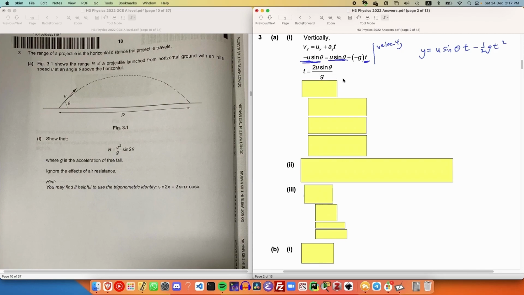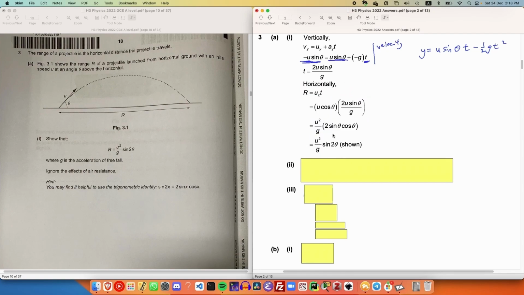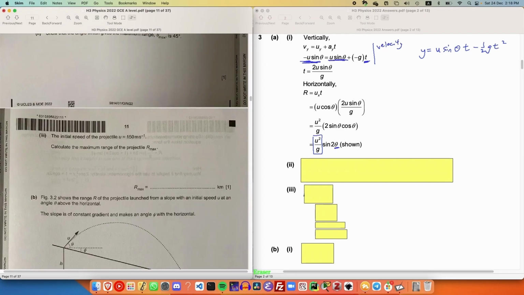Now that we know how long the projectile stays in the air, we can just find the range by substituting in time, and that gives us the following expression. Notice that u squared and g are constants, and the only thing that varies is theta. In order to find the maximum range, we just need to find the value of theta that maximizes R.